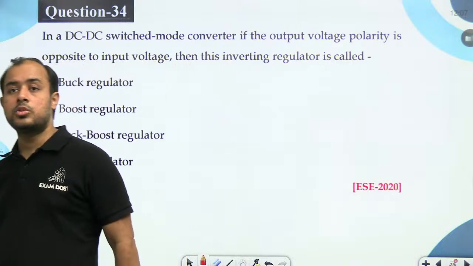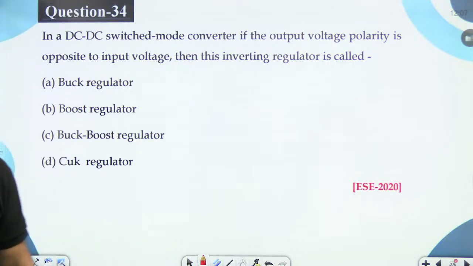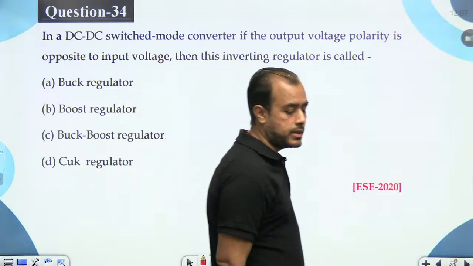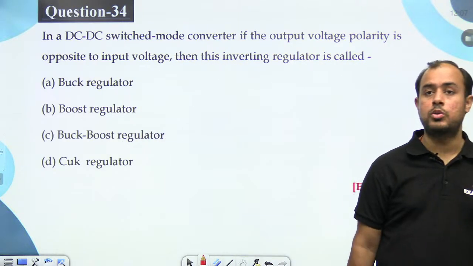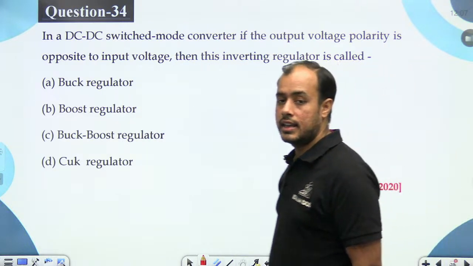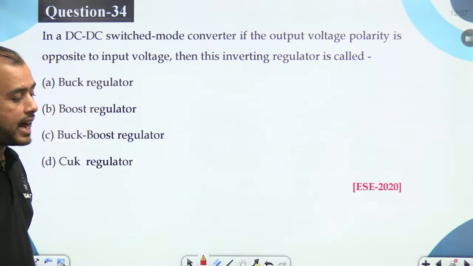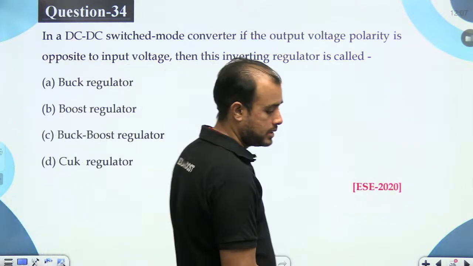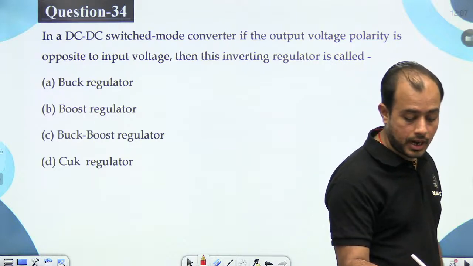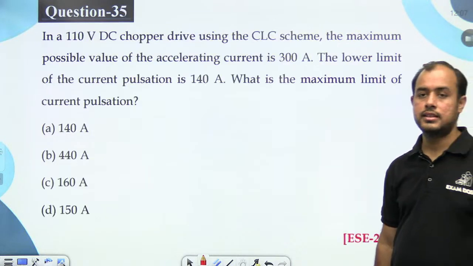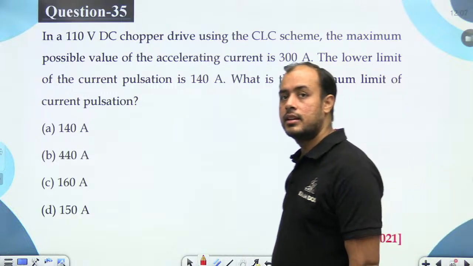In a DC to DC switch mode converter, if the output voltage polarity is opposite to the input voltage, then the inverting regulator is called. If V0 and Vin have opposite polarity, what is that converter? It is the buck boost regulator. Simple. Buck boost regulator. We just talked about this.